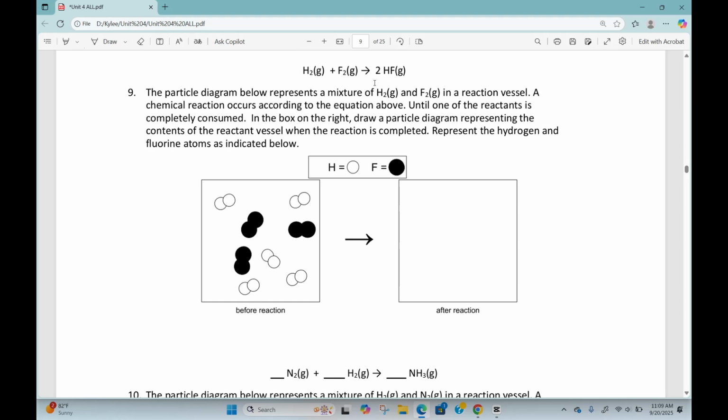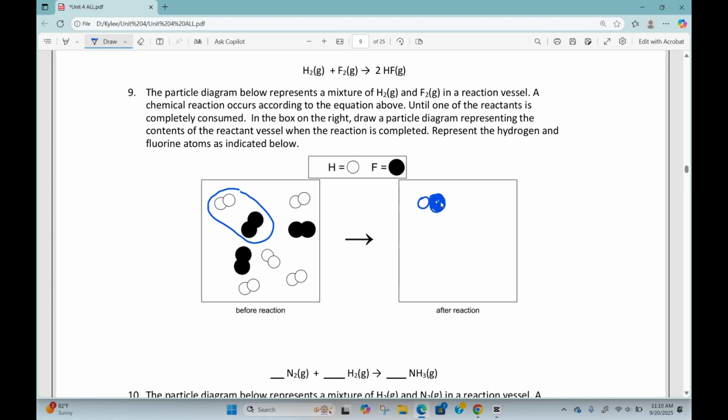So up here, we do have a balanced equation. 1 hydrogen and 1 fluorine are going to make 2 HFs. When I come down here to do my particle diagram, I'm going to take 1 hydrogen and 1 fluorine, and that's going to create 2, and I want to make sure that I show F is a little bit bigger. That's going to make 2 HFs. And then I repeat that until I run out. So again, 1 hydrogen, 1 fluorine is going to make 2 of these guys. 1, 2, and then 1, 2. And then it looks like I have enough to make 1 more set. So 1 of each of them makes 2 HFs.